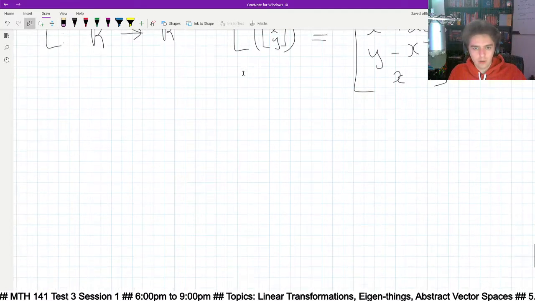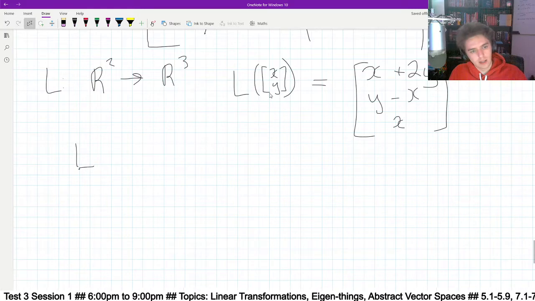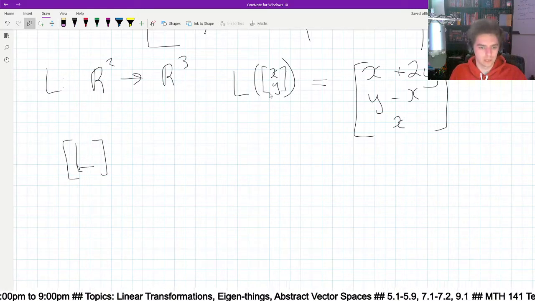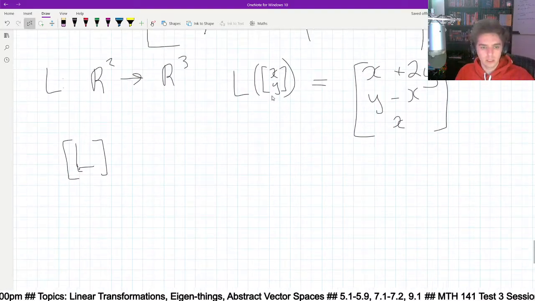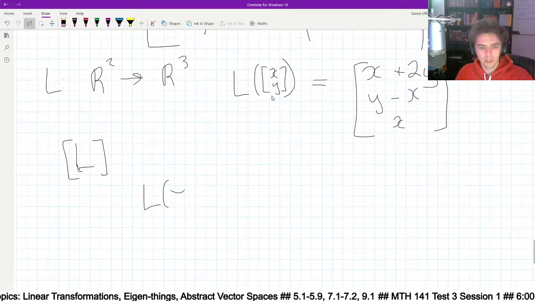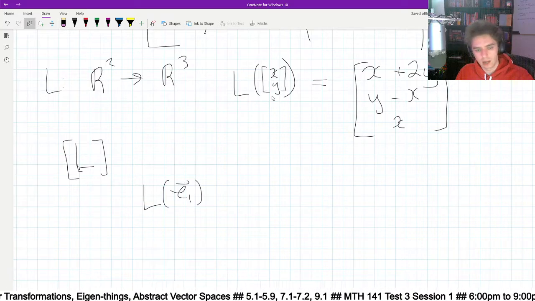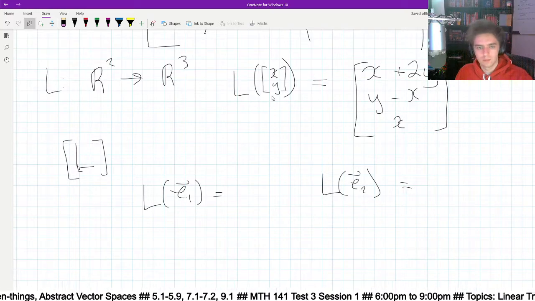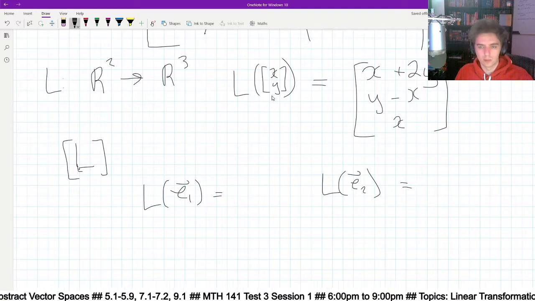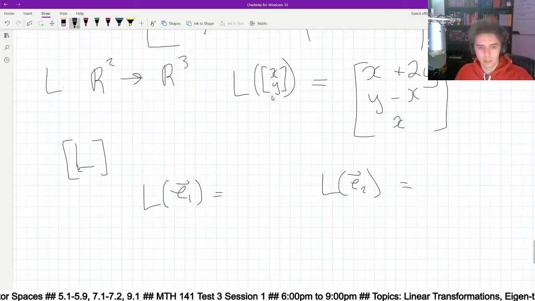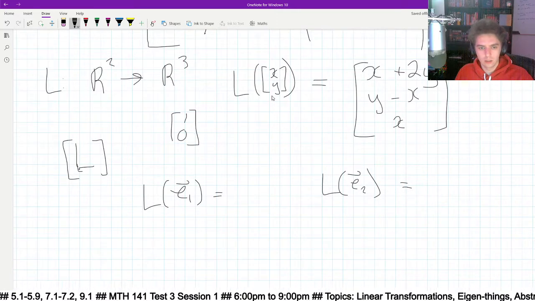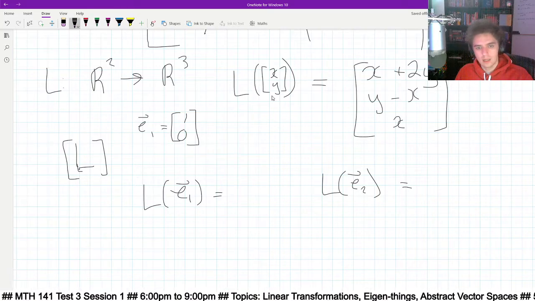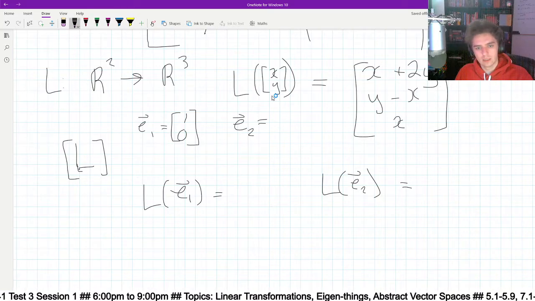So we want to find the matrix representation of L now. Because we know it's linear, we know that there is a matrix representation of it. To find it, we just have to apply L to each of our basis vectors. So we need to find L of E1 and L of E2, the basis of R2. Remember E1 is (1, 0) in R2, and E2 is (0, 1).